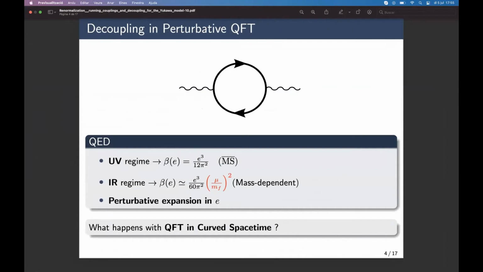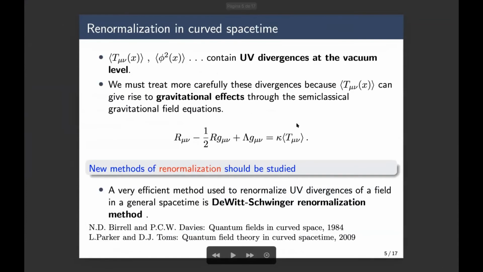Yes. Okay. So I was saying that in curved spacetime we will deal with classical backgrounds, and we will study quantum corrections to these backgrounds. And in this case, we have to deal with new methods of renormalization, because we have to deal with vacuum expectation values of the stress-energy tensor, which contains ultraviolet divergences at the vacuum level and cannot be renormalized by normal ordering. So new methods are studied, like the DeWitt-Schwinger renormalization method, already presented by Antonio, which is very useful because it is general for any arbitrary spacetime.